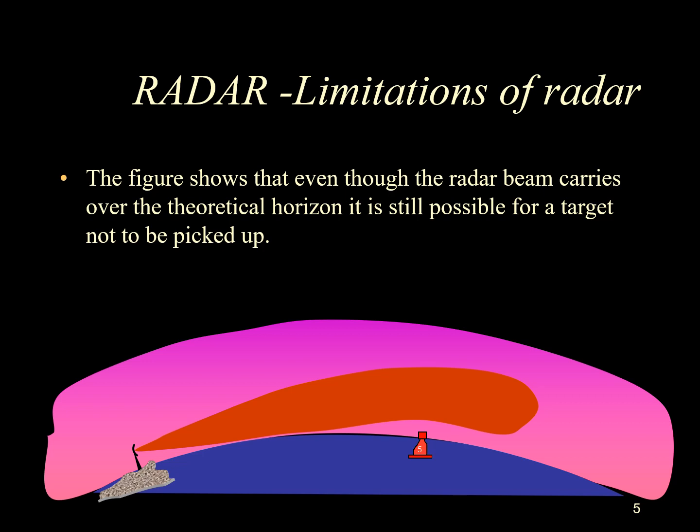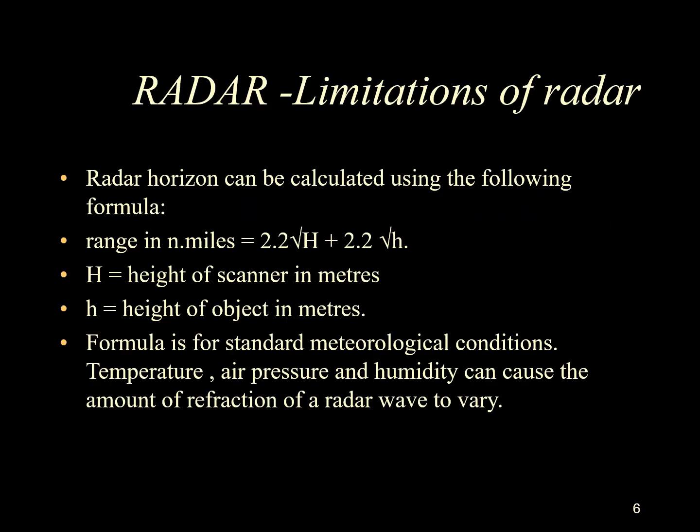It is possible, with the knowledge of the definite radar horizon, to calculate how far away we can expect to see various objects on the radar. The radar horizon is given by the simple formula that range in nautical miles equals 2.2 root of the capital H, where H is the height of scanner in meters, plus 2.2 root of small h, where small h is equal to height of object in meters. The formula is for standard meteorological conditions. Temperature, air pressure, and humidity can cause the amount of refraction of a radar wave to vary.